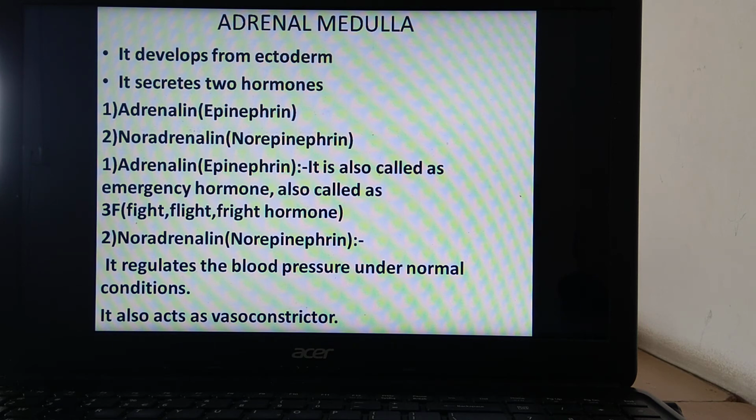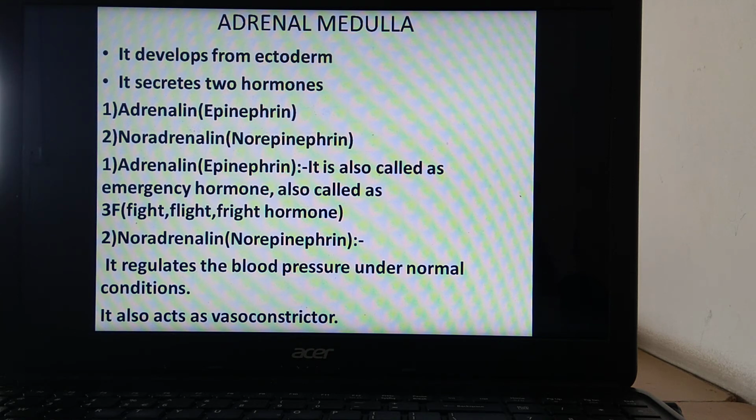What are their functions? Adrenaline, also called epinephrine, is also called the emergency hormone, and also called the 3F, fight, fright or flight hormone. How does it work during an emergency? What are the examples?